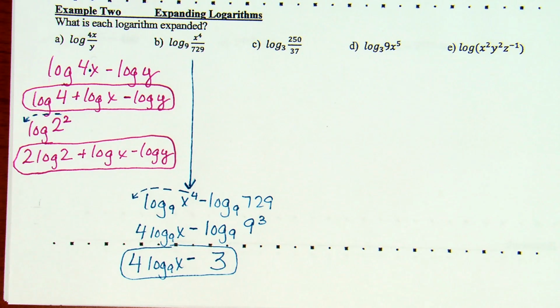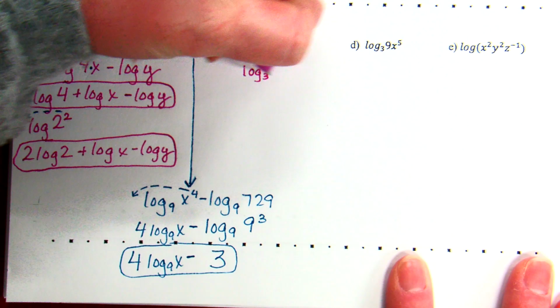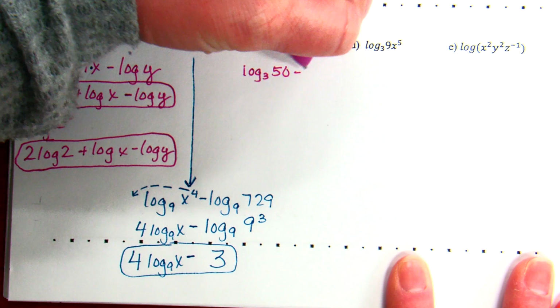So I asked you to work on C while you were waiting on me to get ready. Log base 3 of 250 over 37. Thoughts on how to start? Okay. Quotient property. The quotient property tells us if there's division inside the log, we can write it as subtraction of two logs. Good. So log base 3 of 50 minus log base 3 of 37.